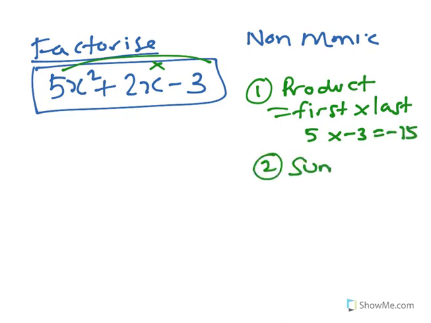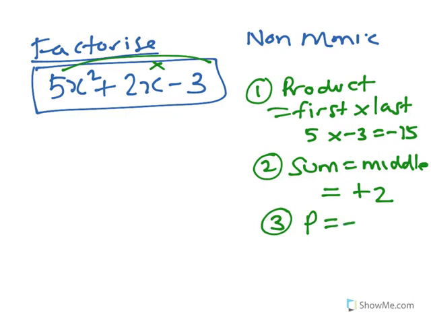Then you've got to do the sum. The sum is just your middle, like it always is. So your sum's plus 2. Let's just write that out. Product's minus 15, the sum's plus 2. So we need to find two numbers that multiply to give minus 15 and add to give plus 2, and that will be your solution.